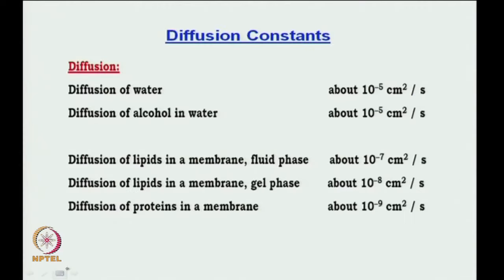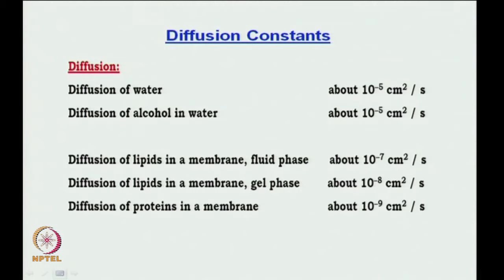So, that is one practical application of this diffusion control theory, and these are some diffusion constants just to have more ideas. Say diffusion of water is 10 to the minus 5 centimeter square per second, this is centimeter square, so meter squared you can easily do it. Then diffusion of alcohol in water. Now, look at diffusion of lipids in the membrane.